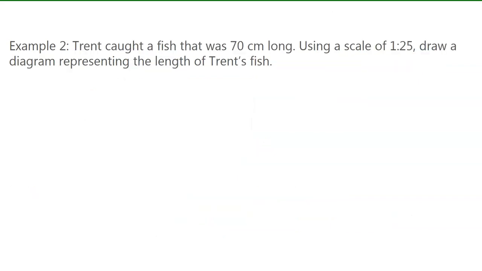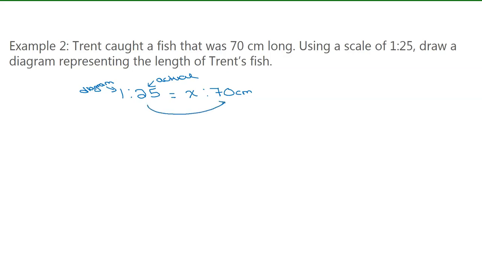Now example 2. Trent caught a fish that was 70 centimeters long. Using a scale of 1 to 25, draw a diagram representing the length of Trent's fish. So we'll set up a ratio proportion. So here is the scale, where 1 represents the length on the diagram, and 25 represents the length of the actual fish. Now I'm going to say that that's equal to x, 70 centimeters, because we know that the length of the fish was 70 and we're trying to find the length in the diagram. So I'm going to place my x here.